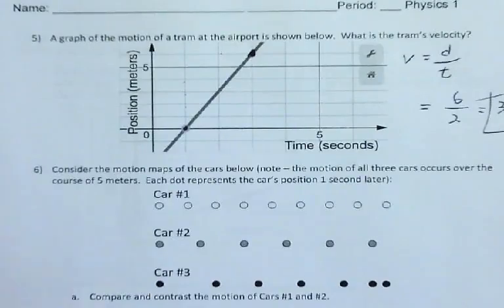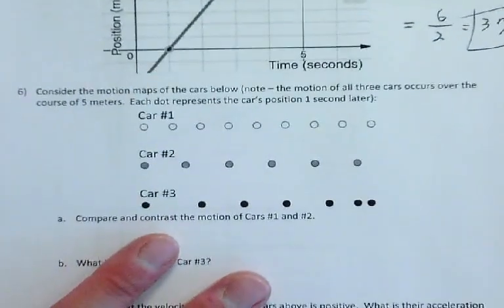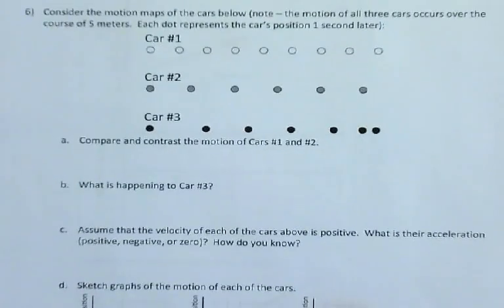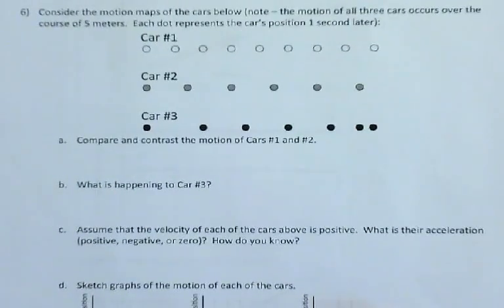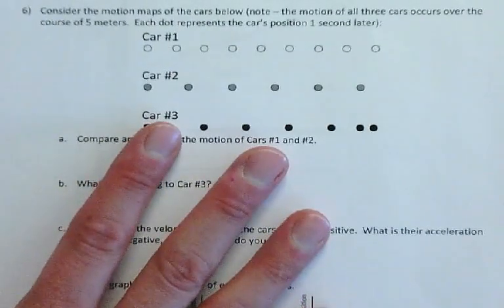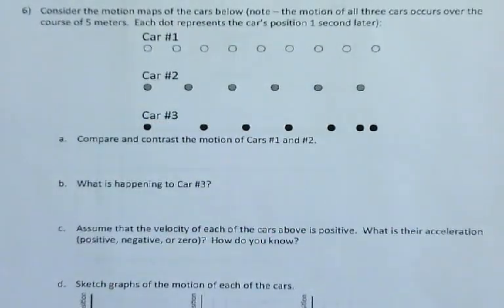All right, let's look at number 6. I'm going to start you, and then you guys are going to try them and see what you can do with it. Consider the motion maps of the cars below. Note the motion of all 3 cars occurs over the course of 5 meters. Each dot represents the car's position 1 second later.